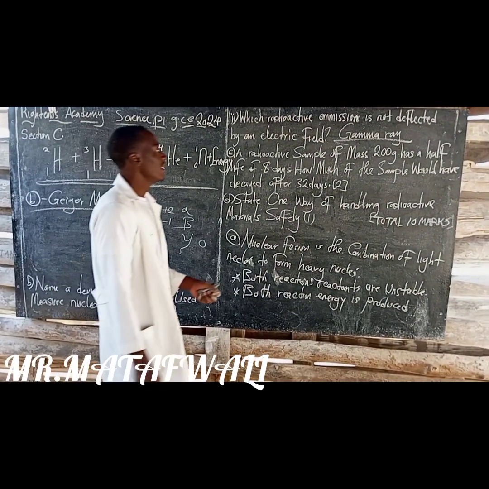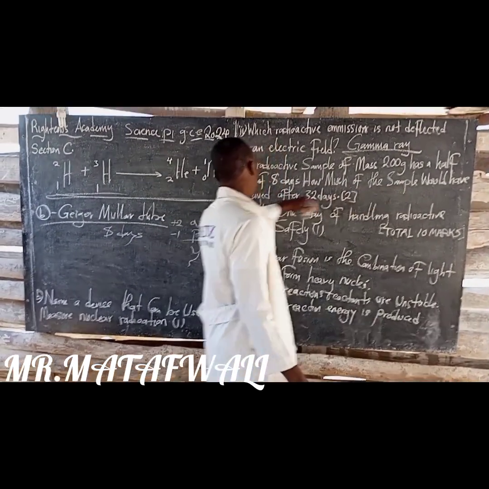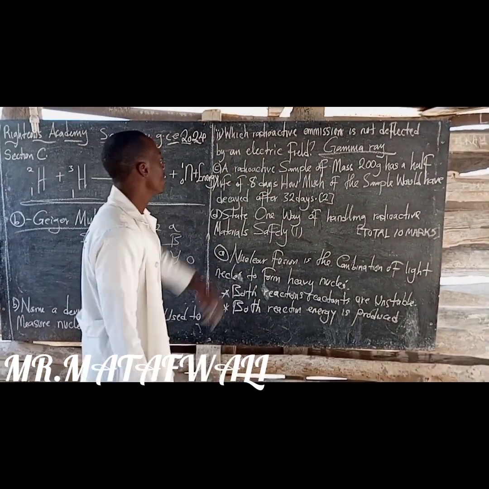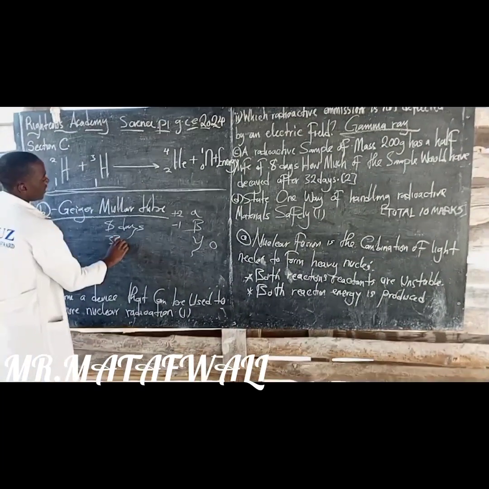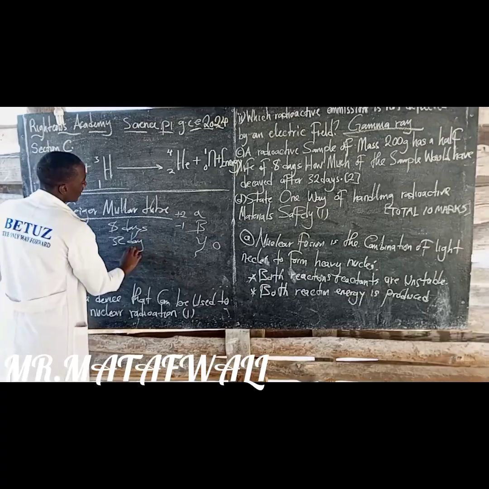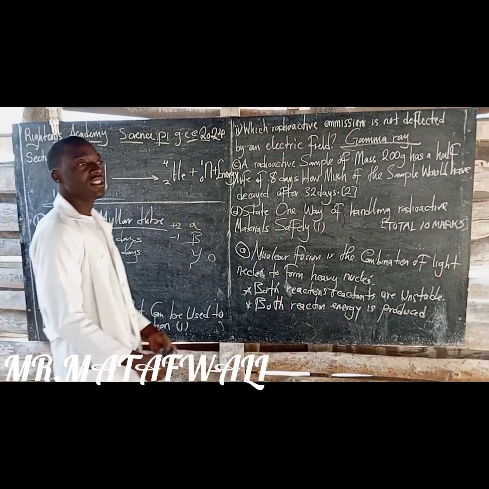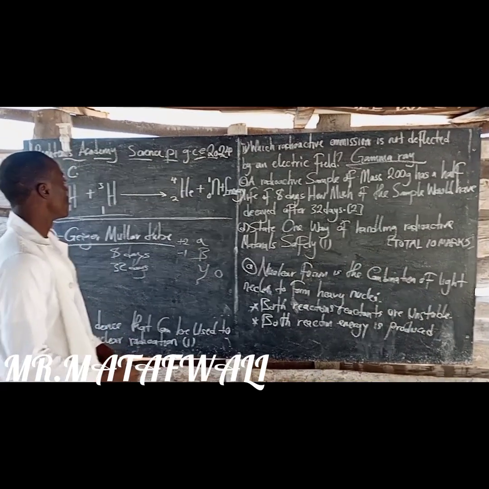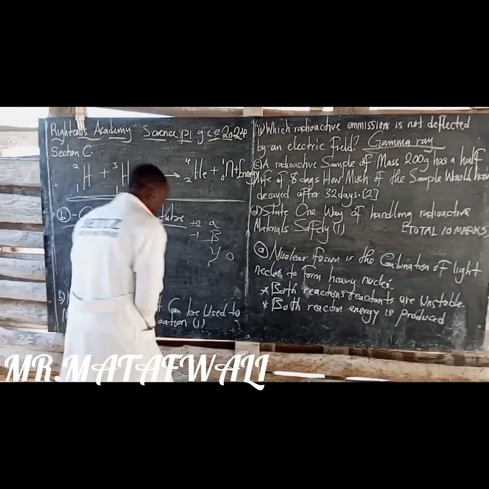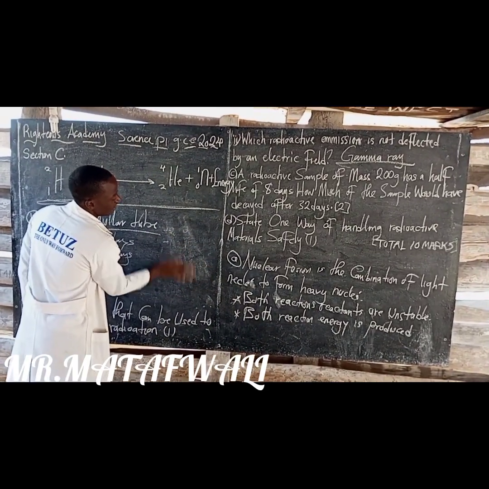Then we are told to find how much of the sample would have decayed. So we are told to find the decayed sample after 32 days. And there are some questions on half-life. Some of them do not even need to use the formula. So for this one, I'm not going to use the formula. You are just going to use simple understanding.